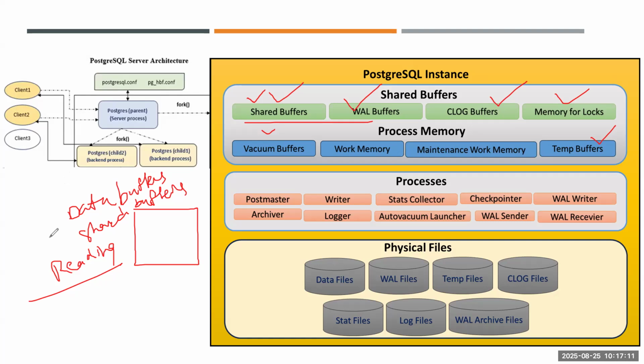For example, you are reading the data. Assume you want to read employee data: select star from EMP. The data is already in the database, physically. Now you need to read the data. Whenever I'm reading the data, first we need to understand that shared buffers are nothing but a data cache, where your data is available in terms of cache.